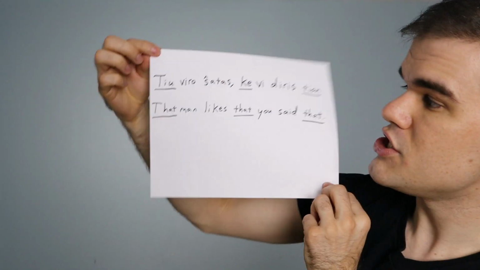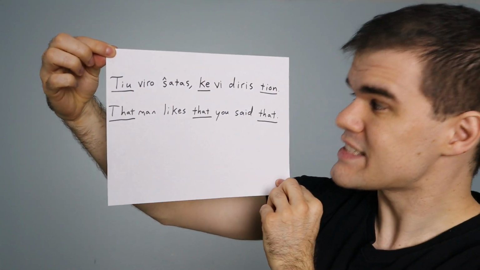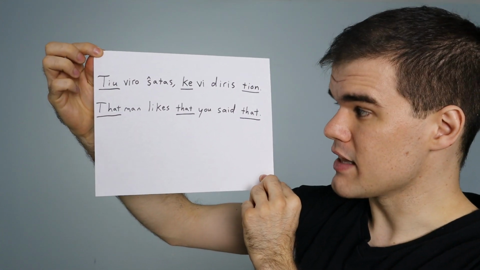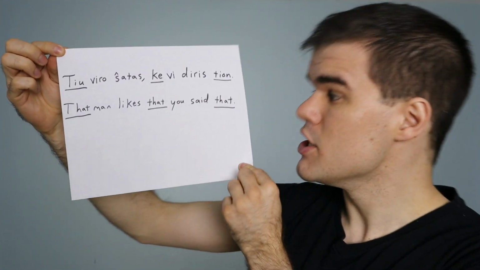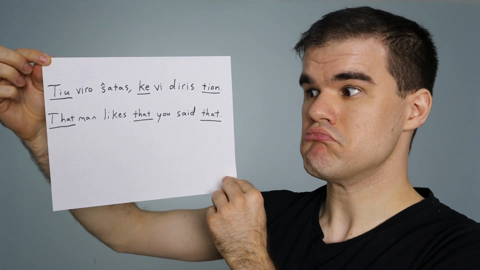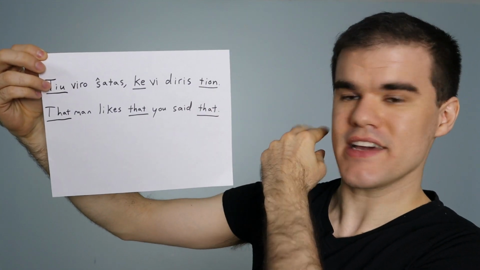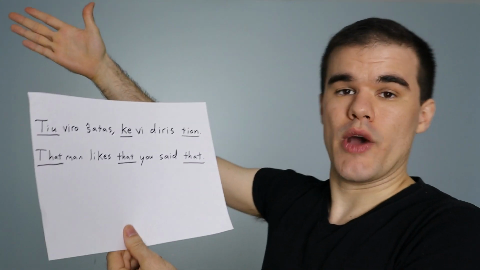Let's go back to that original sentence and see that in effect. Tiu viro ŝatas ke vi diris tion. That specific man likes the fact that you said that. You can't say, you said that specific blank. You know what I'm saying? It's just, that is the way to remember them, okay? So don't be saying ke when you mean tion. Don't say ke when you mean tiun.